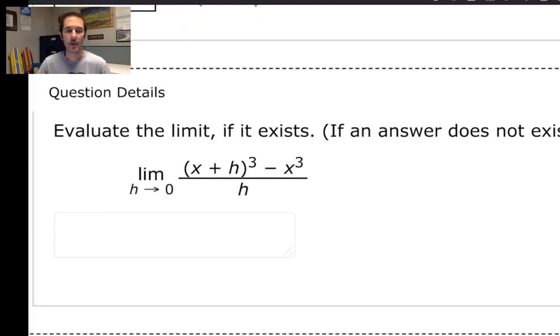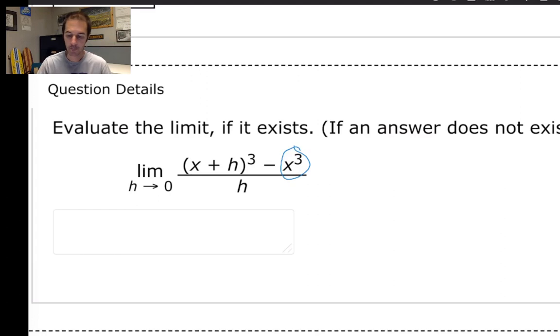This particular fraction is the result of applying the difference quotient to a particular function, x to the third. If you don't remember the difference quotient, look that up real quick and refresh your memory as to what the general or generic version of the difference quotient is. And then we take it and combine it like nested functions, like f of g of x, or fog notation.